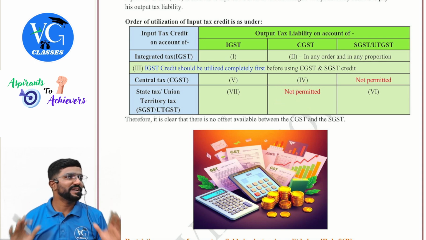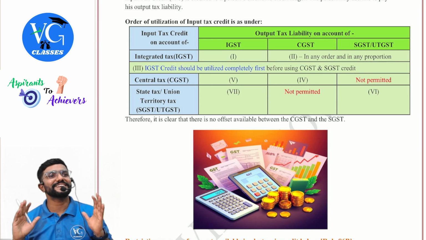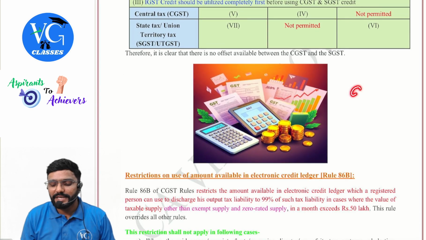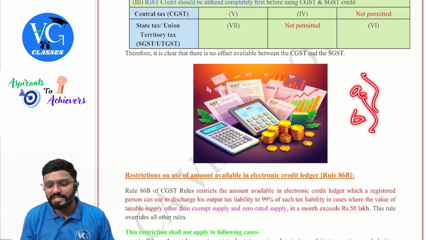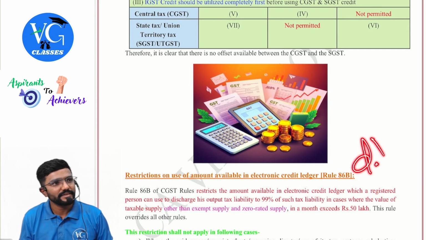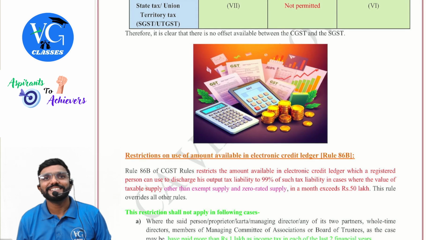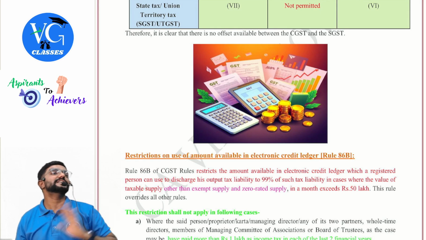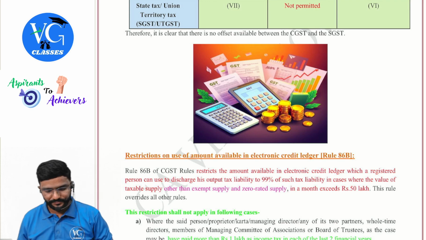That's all. Please follow this order while solving the question. Clear? So first, listen like this. IGST against IGST. Then IGST against others. Then CGST against CGST. Then CGST against IGST. Then next, SGST against SGST. Last, SGST against IGST. Follow the order.